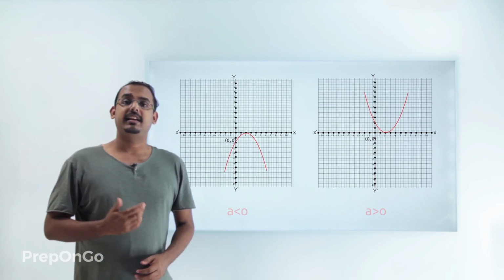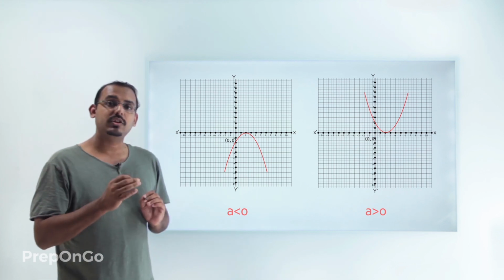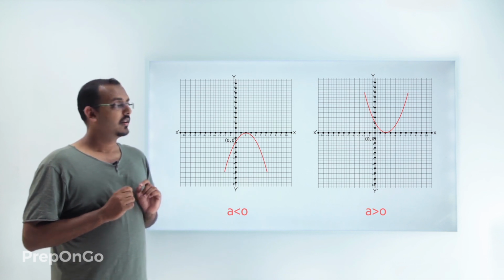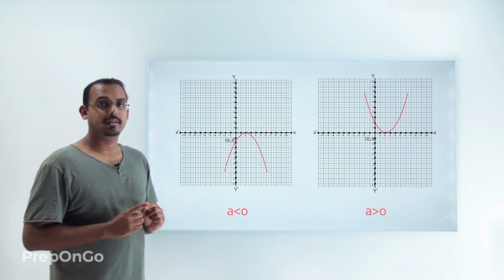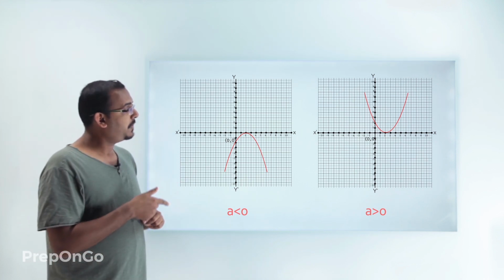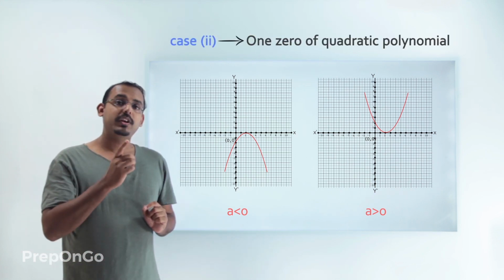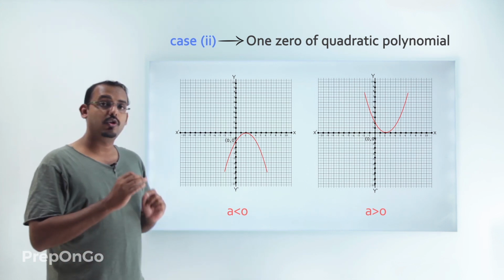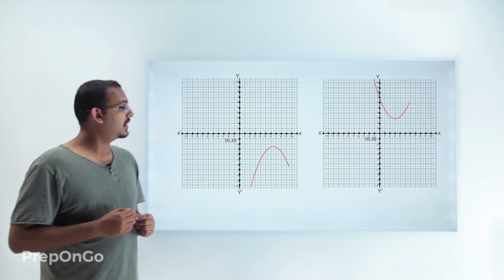Now let's bring out the second case. In this case, what we see here is that the parabola intersects the x-axis at only one single point. This parabola can also open upwards or open downwards. So in this case, we have only one single zero of the quadratic polynomial. So this is the second case.